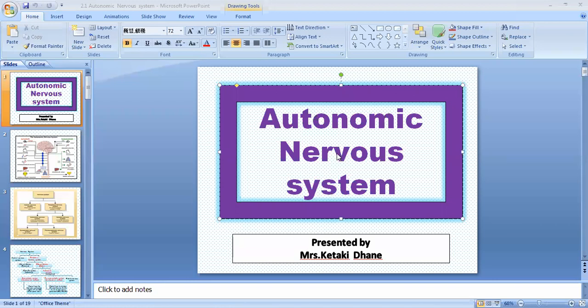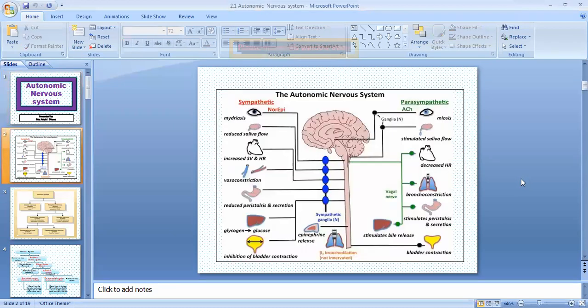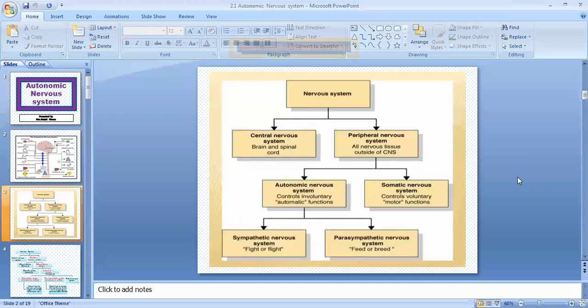Today we are going to start our next unit, that is the drugs acting on the autonomic nervous system. Before we move forward to the actual drugs which are involved in the treatment of problems of the autonomic nervous system, we will first discuss what this autonomic nervous system is. The nervous system is basically classified into two types.